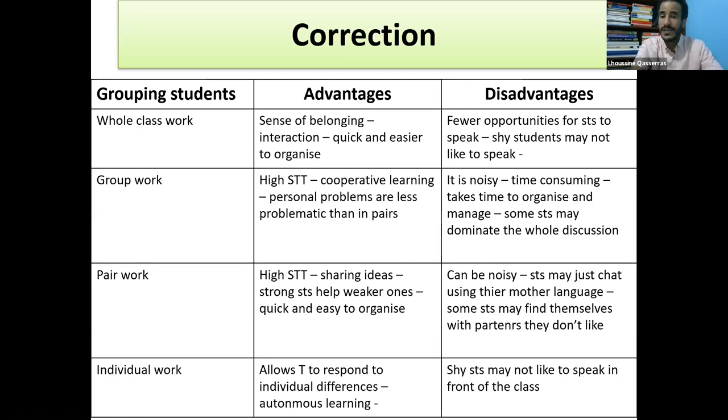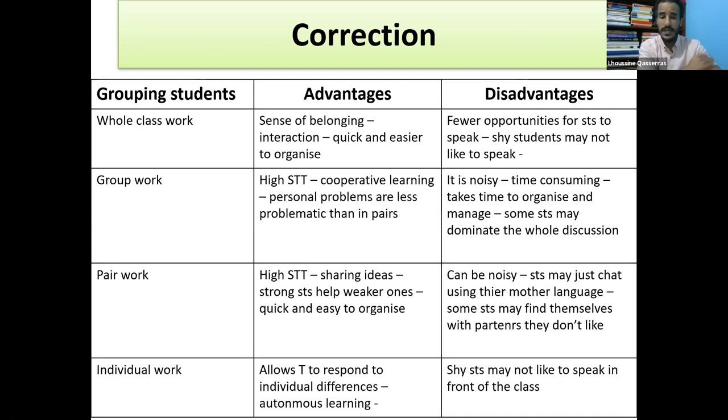Some students may dominate the whole discussion. So when you put them into groups, you have to monitor and observe them, because you will see that one is doing the whole task, one is talking, one is dominating the whole discussion. Others are just listening, okay.